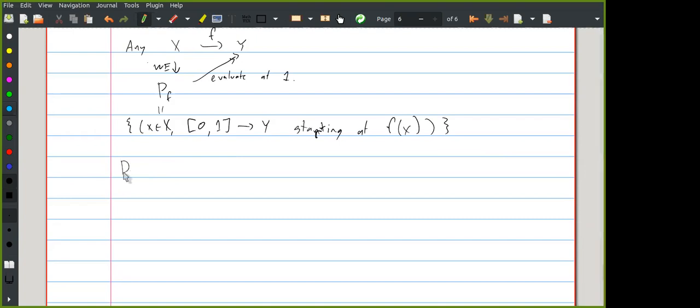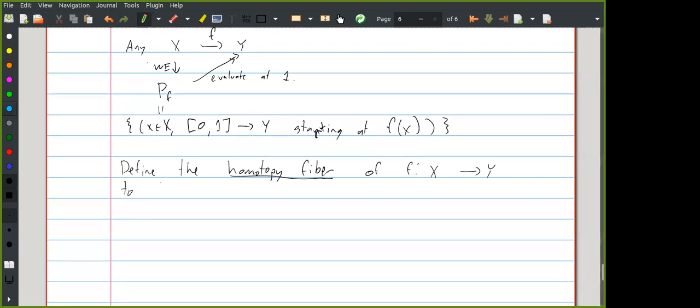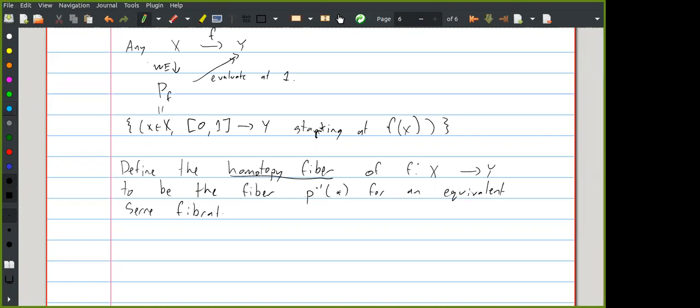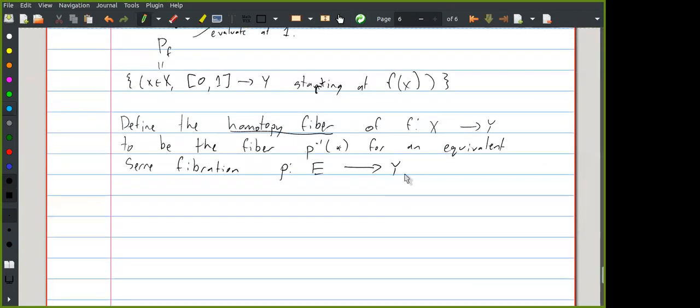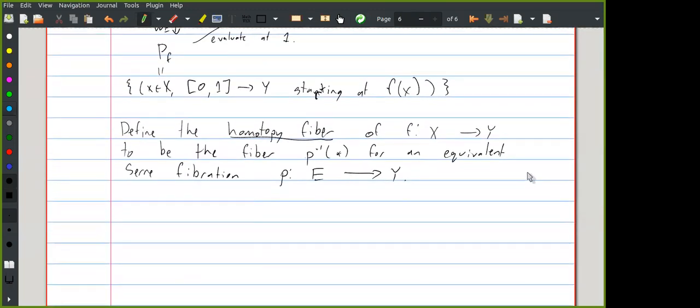So what we can do is define the homotopy fiber to be the fiber, and by fiber I mean the pre-image of the base point, for an equivalent Serre fibration. And again, this is well defined up to weak homotopy equivalence. And like we did before, you can write down these sequences.